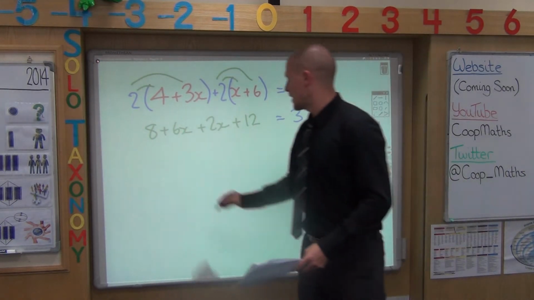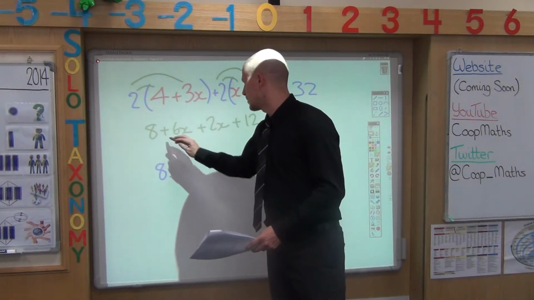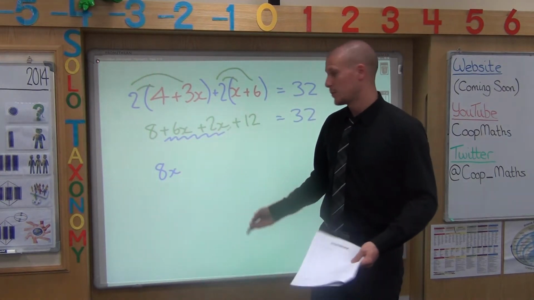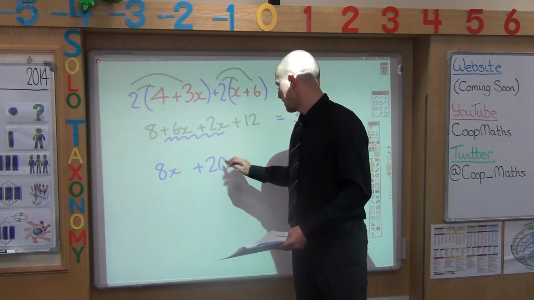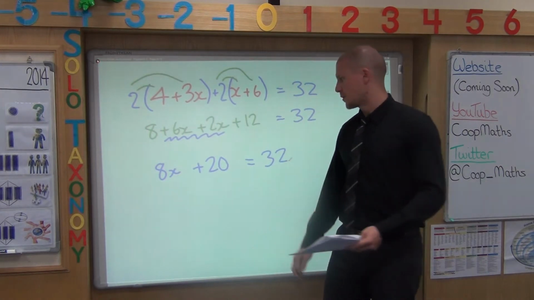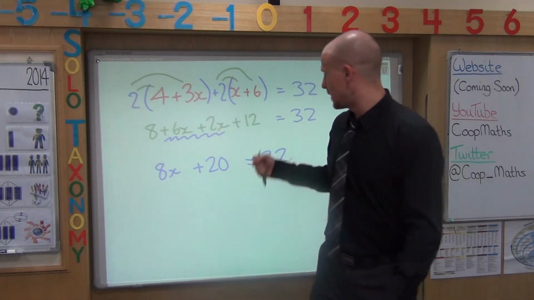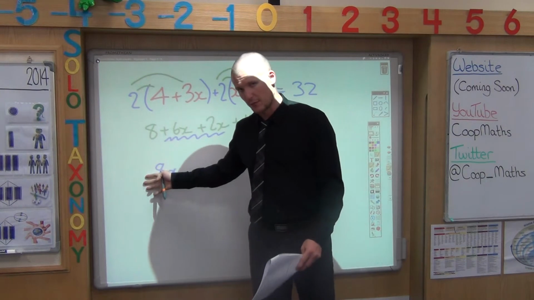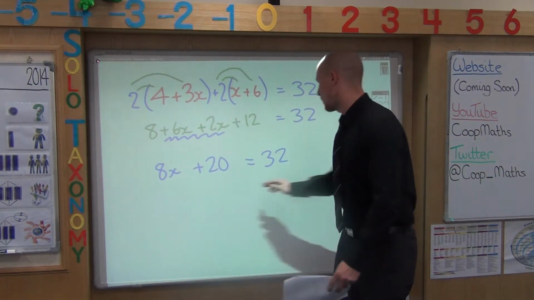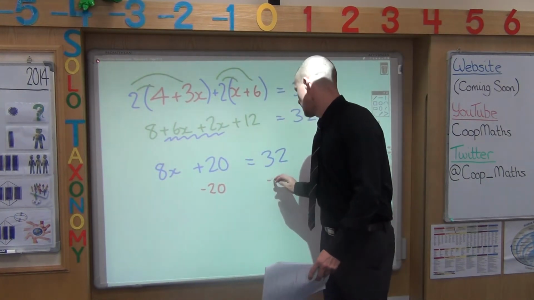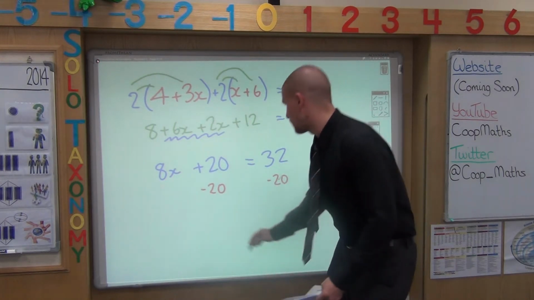I collect the x terms together, I get 8x, so I'm just doing those two. I collect the number terms together, I get plus 20, equals 32. Try and get x by itself. I need to get rid of this plus 20 before I get rid of that times 8. So I'm going to take 20 away from both sides, before I then divide both sides by 8.